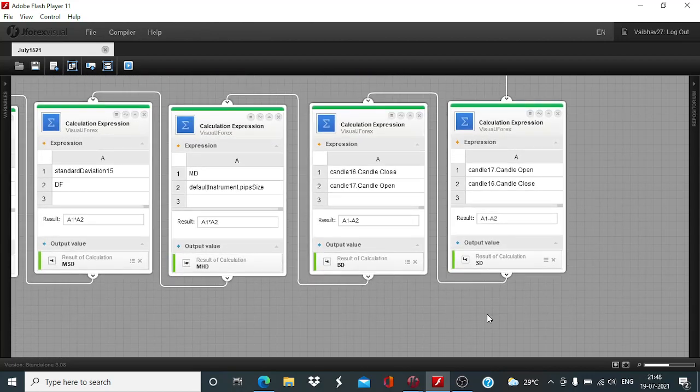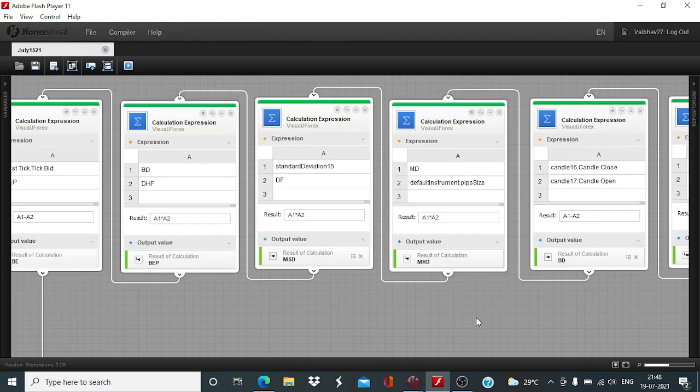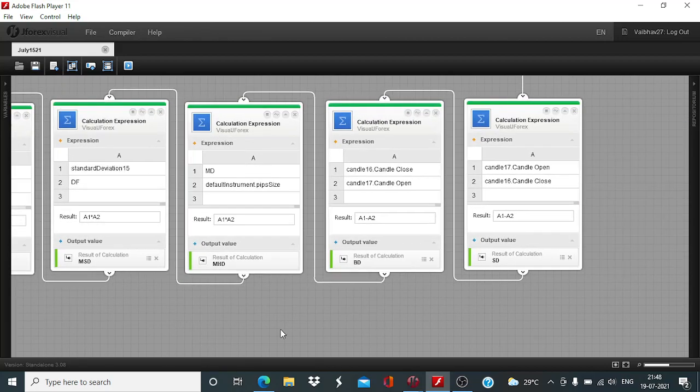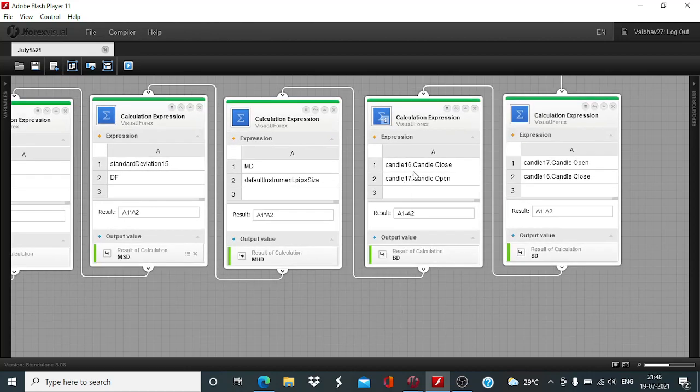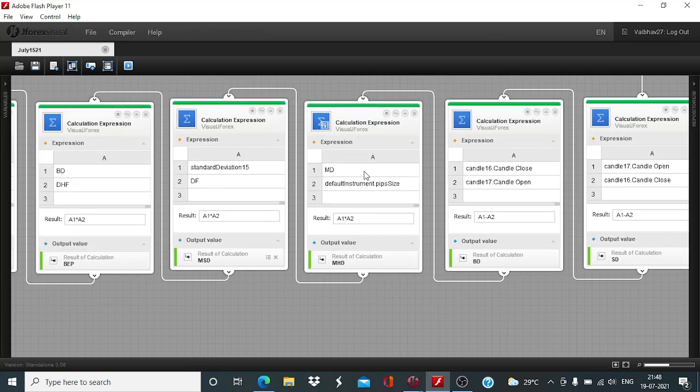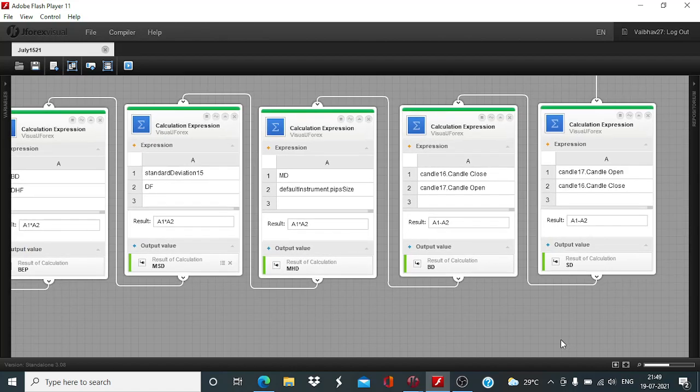And these calculation expression blocks have been used to define certain values. First one gets us the difference between the last hour and the prior hour's closing and opening values. We have to calculate it differently for the buy side and for the sell side. So these two differences have been carried out accordingly. And this is the minimum value, which is set at 10 pips. And the difference between the last hour's close and the prior hour's open should be more than 10 pips.